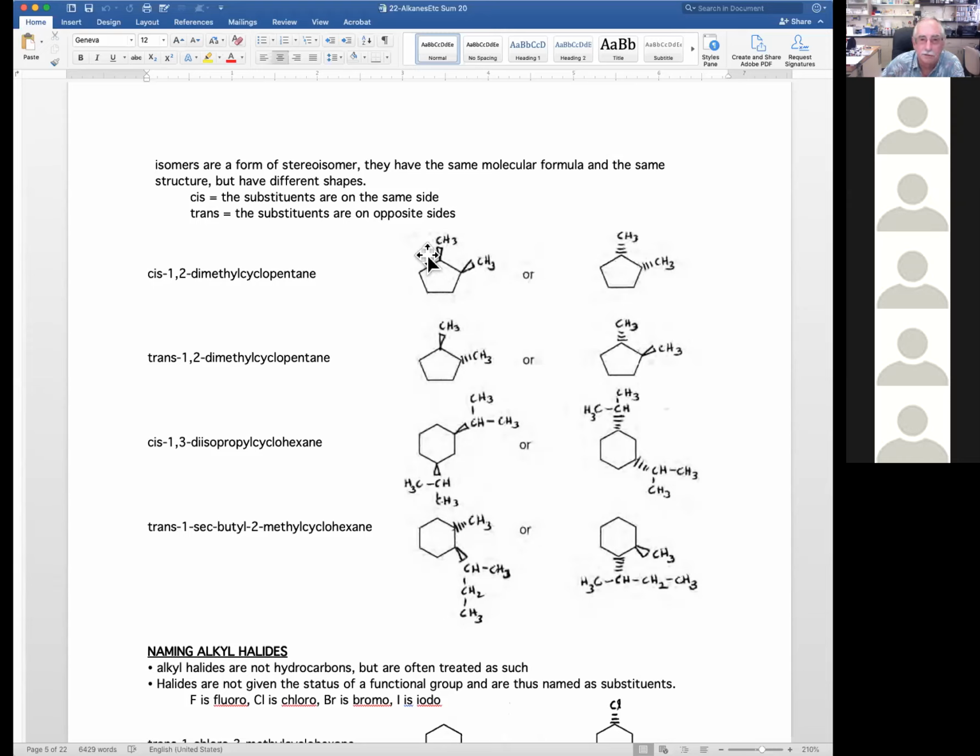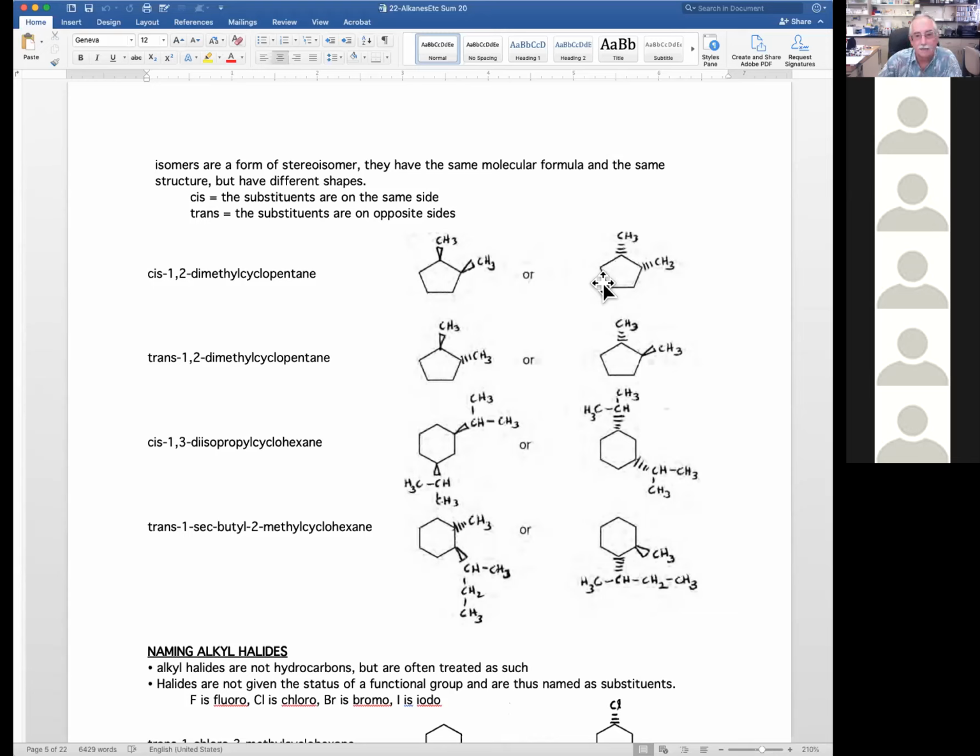Then, see those wedges are both going the same direction? That means that they're on the same side, so therefore they're cis to each other. Same side. If I were to take this and flip it upside down, it would look like this. Here the methyl groups are coming towards your face. Here they're going away from your face. But because they're both on the same side, it's also going to be cis. That's the same molecule.